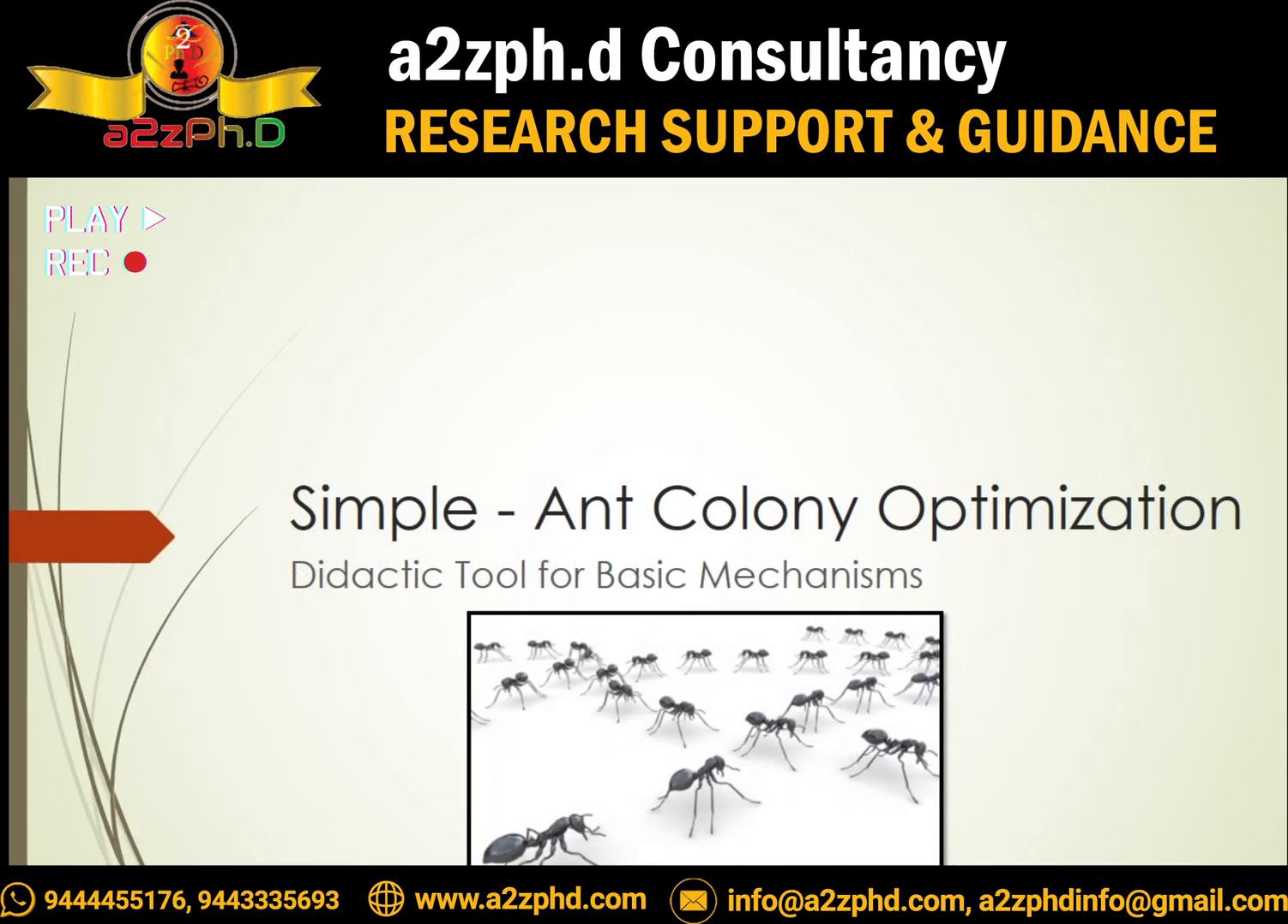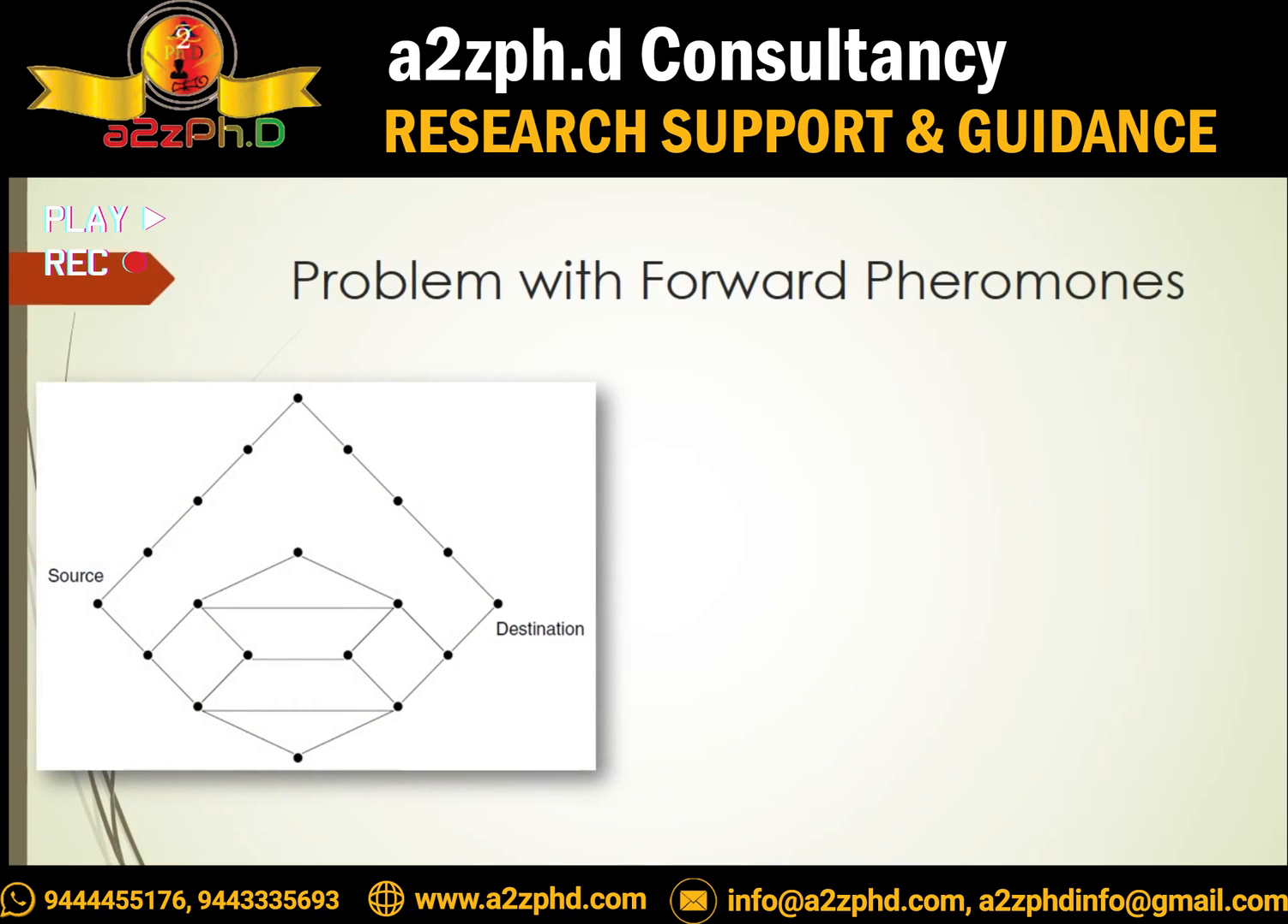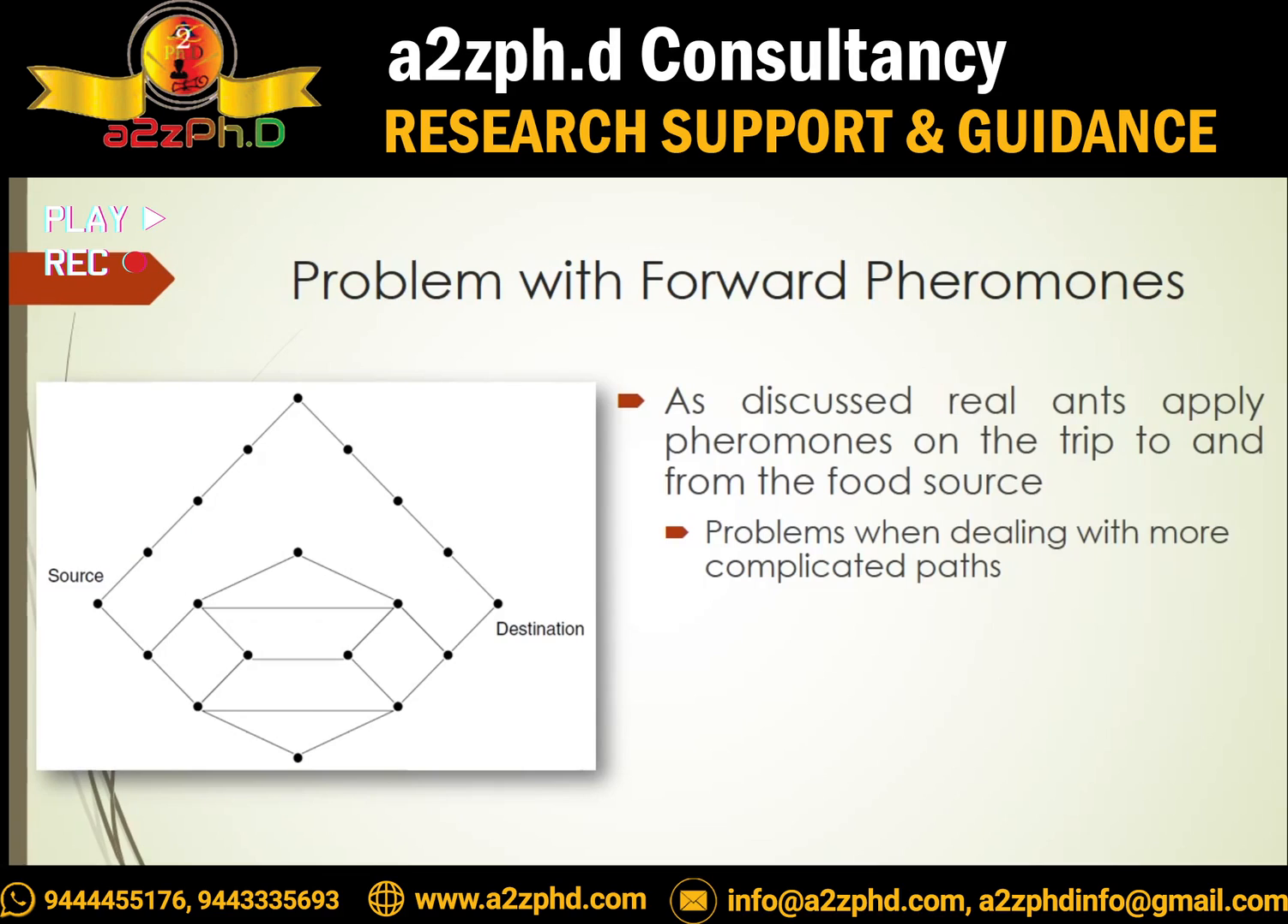So now let's transition from looking at real ants to artificial ones, and study some of the basic mechanisms of a simple ant colony optimizer to better understand how ACO exploits the concepts of autocatalytic behavior and stigmergy. So let's begin by discussing the problem with applying pheromones during the forward-seeking loops. As we discussed, real ants apply pheromones on the trip to and from the food source. In fact, this is necessary behavior to ensure convergence.